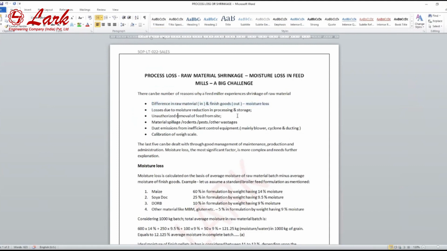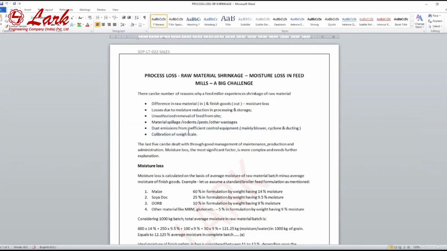Then loss in the moisture, reduction in processing and storage, स्टोरेज के दौरान भी कुछ हमारा श्रिंकेज होता है, मॉइस्चर इन सीजन्स, एक वो हो गया। Then, this is unethical, इसको हम डिस्कस नहीं करेंगे। आपका अनऑथोराइज्ड रिमूवल गोडाउन से चला गया, ये एक अलग सब्जेक्ट है, जो हम प्रैक्टिकल पैरामीटर्स हैं that we can discuss. Then the material spillage, rodents, pest and other waste, then the dust emission from the blowers and calibration of the weighscale.